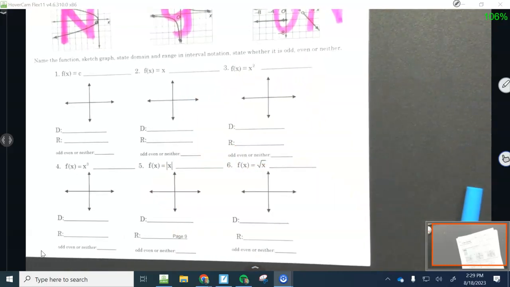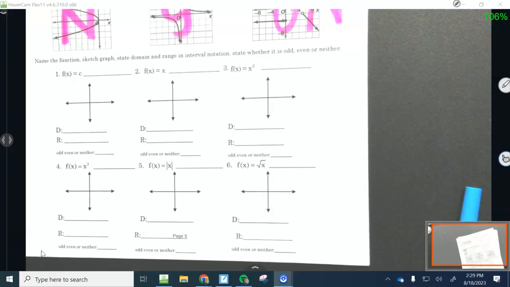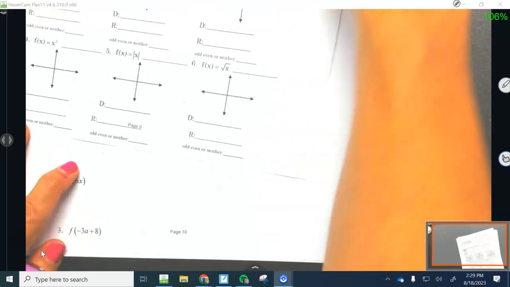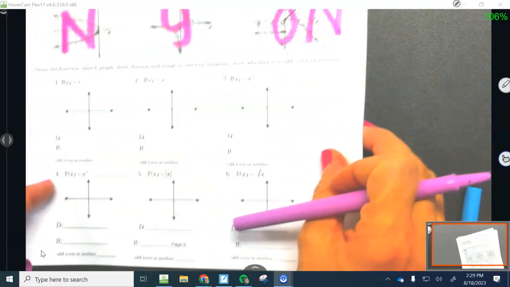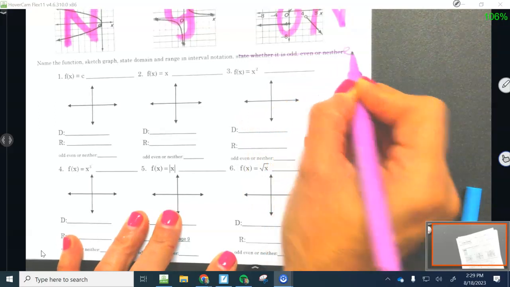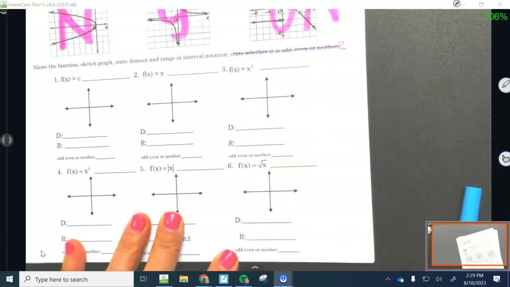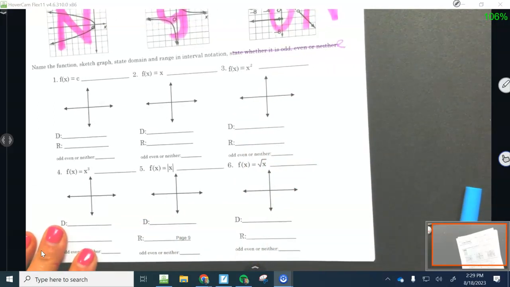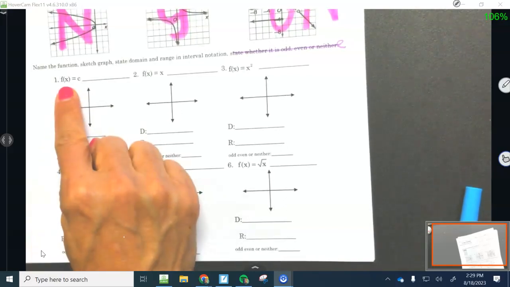I kind of got a little too excited about even, odd, and neither. So I'm just going to cross this out because we don't have to do this part. Not today, but we will next week. Okay, so let's go ahead and look at problem number 1.